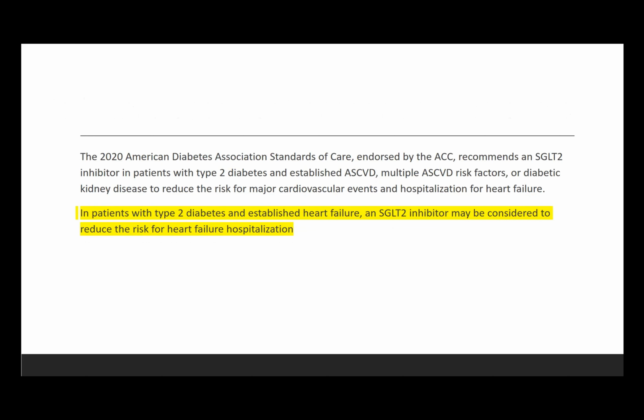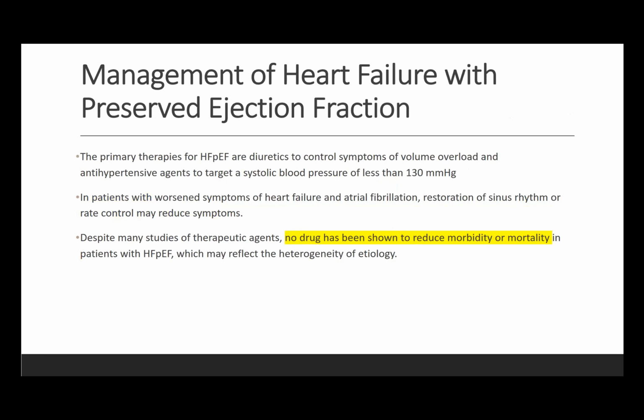At the end, I'm going to finish in the next few minutes. Remember that no drug really has been shown to reduce morbidity or mortality in patients with heart failure with preserved ejection fraction. The goal of therapy is the same, what we've already talked about. Treat their volume status. That is what truly will affect their mortality.